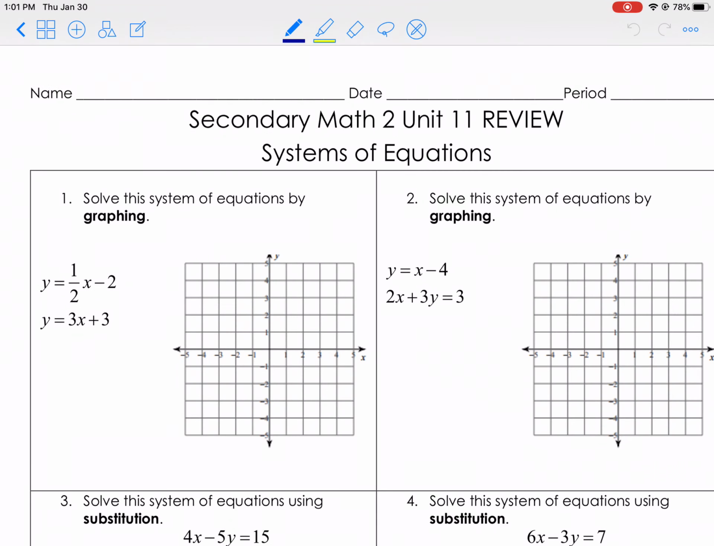Okay, the Secondary Math 2 Unit 11 review, Systems of Equations. I recommend that you attempt all of these problems on your own first. Then come back and take a look anywhere you get stuck.